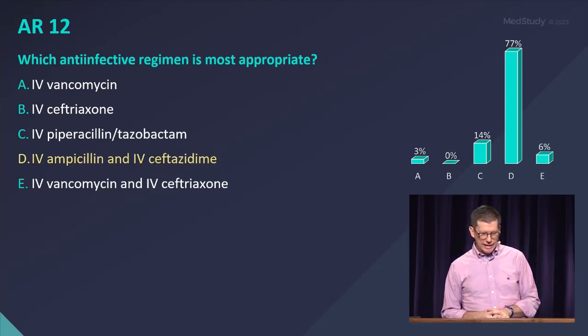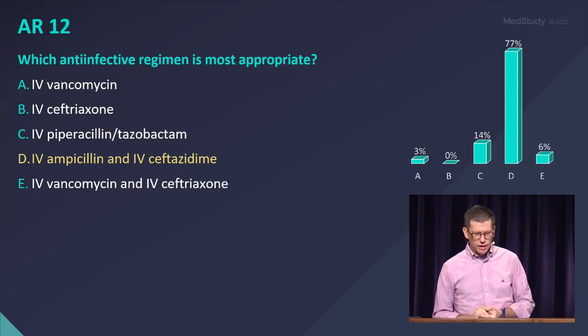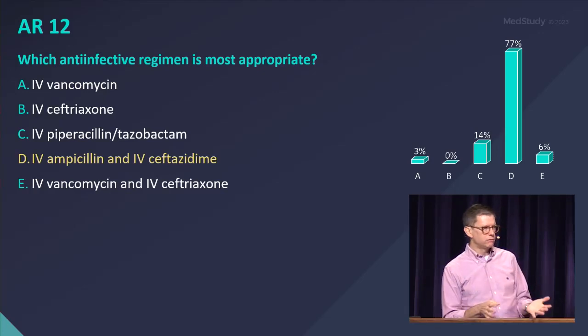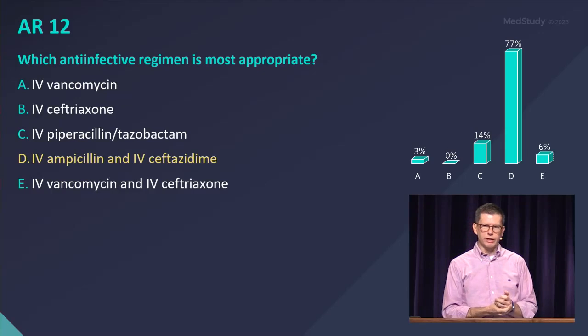All right, D, IV amp and IV ceftaz, which most of you got correct. Good. That's right, so this is a 90-year-old, so we worry about a few particular infections we'll talk about in 1 second. So vanc would not be an option. We're really worried about strep pneumo when we're talking about vanc. Ceftriaxone, again, would be better for strep pneumo and Neisseria meningitis.